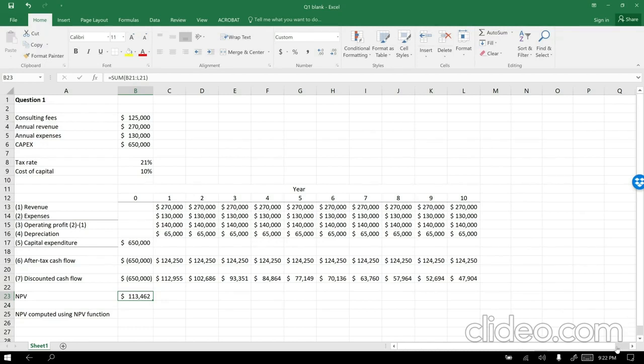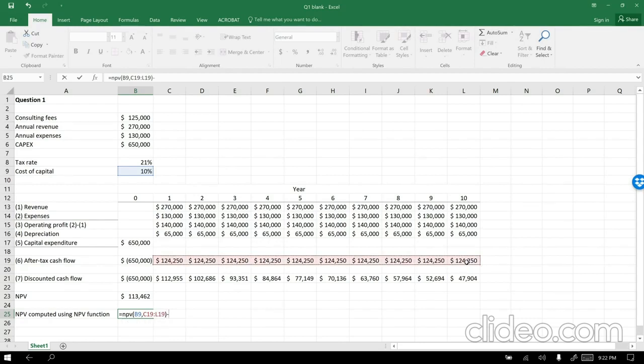Now, let me also teach you how to use the NPV function in Excel to directly compute the net present value. The function NPV takes the first argument as the discount rate, which in our case is the cost of capital. And the values are all of the cash flows that start from year 1 onwards. So remember, because we're using the NPV function, we're just taking the cash flows that are not discounted. So the function will discount these cash flows for us.